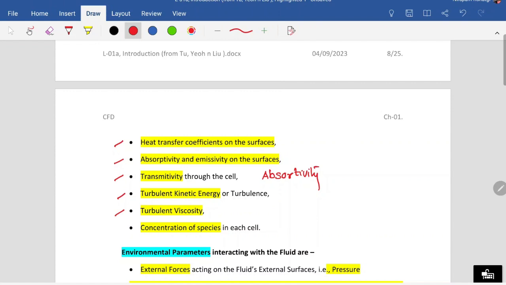There is a lot of churning. Different parcels of the fluid are interacting with each other, applying force on each other because of turbulent viscosity. But also that energy gets converted into heat over a period of time. So we have to talk about that. And then if you are dealing with more than one species, then you have to talk about the concentration of each species. So these are the parameters we have to talk about.